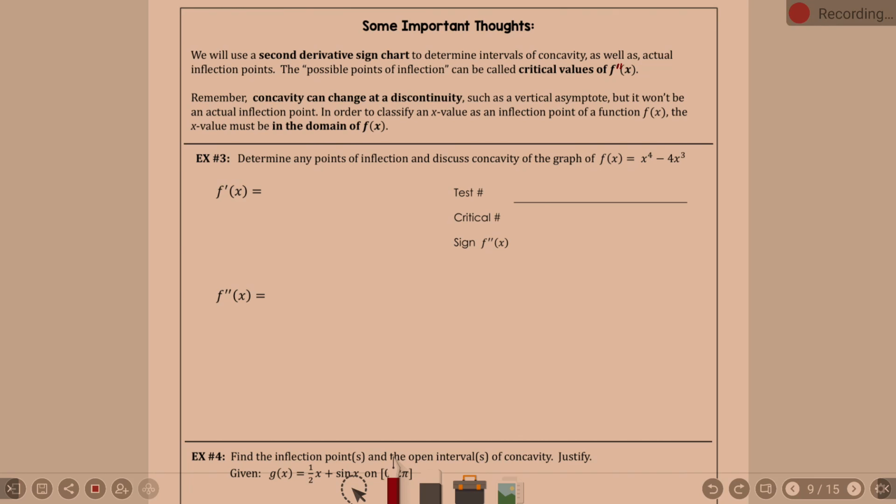So, example 3. Determine any points of inflection and discuss concavity of the graph f of x equals x to the fourth minus 4x cubed. So, what you got here? 4x cubed minus... Okay. First derivative, 4x cubed minus 12x squared.